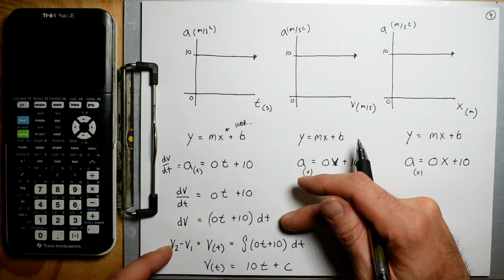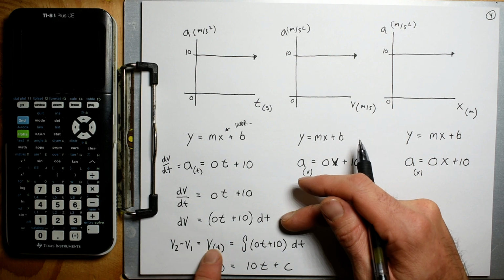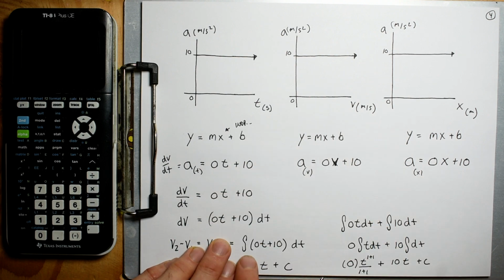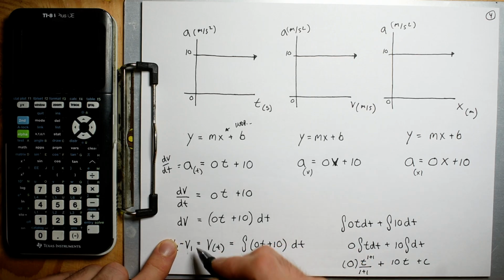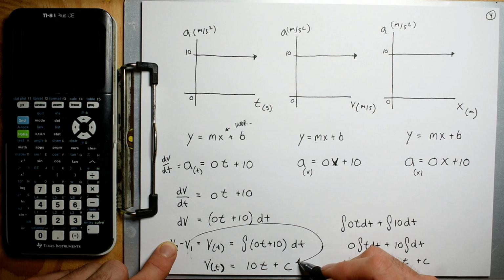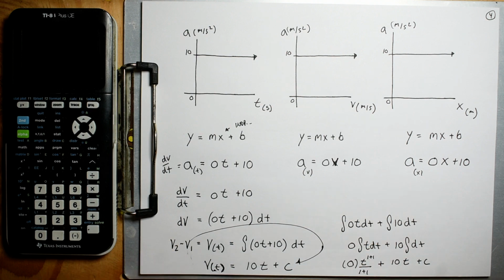Your v final minus v initial is equal to your integration on this side, integrating this with respect to t. This is just vt equal to 10t plus c, where this is v final, that's v2, and v1 just goes to the other side. So you could say this is v1, and this is v2. We don't have to really go into that.